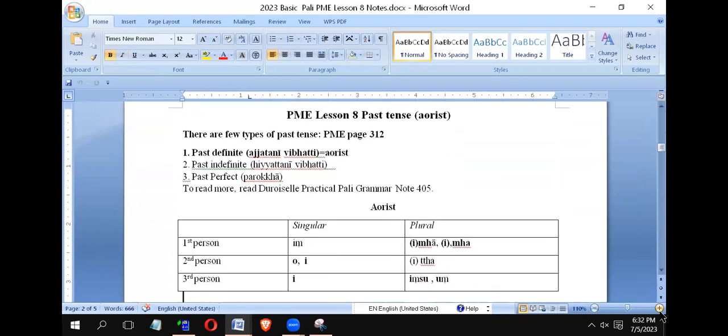So there are a few types according to Pāļi Made Easy, the other book. The first one is called past definite, ajatani. This is Pāļi. Vipatti is one thing, but we just remember the name is Aorist, you know. Or simply we just call it past tense now, because for the beginners it's difficult to know so many types. There are type number 2, hiyatani, and type number 3, paroka. This one you will not learn now because it's not for this class. So we just learn the first type, which is the simple one. There are other books for those in the intermediate class. You can refer to the Duracell book on the note 405.